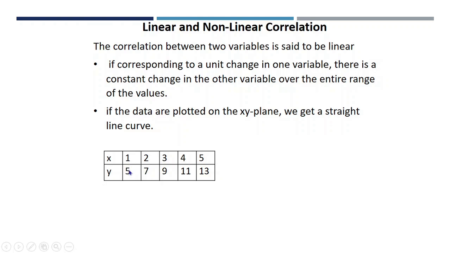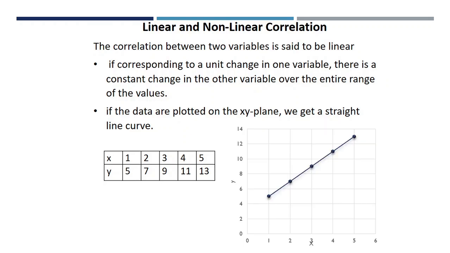2 into 1 plus 3, 5. 2 into 2 plus 3, 7, and so on. This follows the equation 2x plus 3. So, this equation is similar to y is equal to mx plus c, where m is the slope of the line and c is the constant, and this represents a straight line with the slope m and makes an intercept c on the y-axis. If we plot the values of these two variables, it will come as a straight line like in this figure.